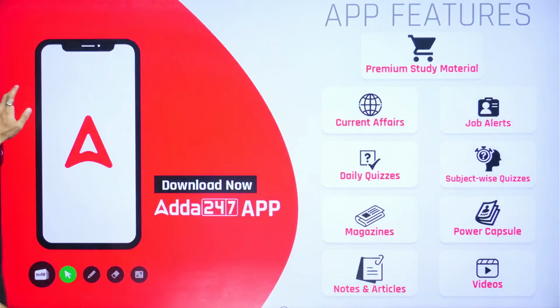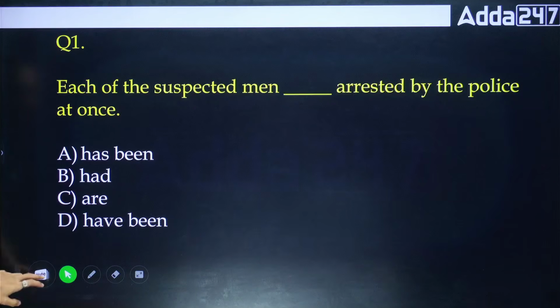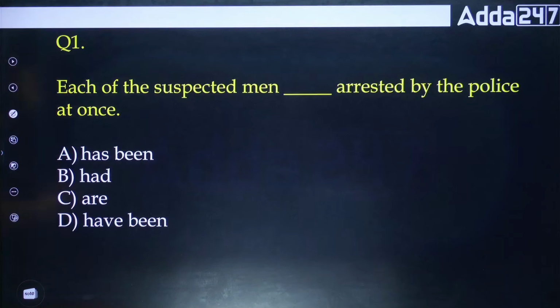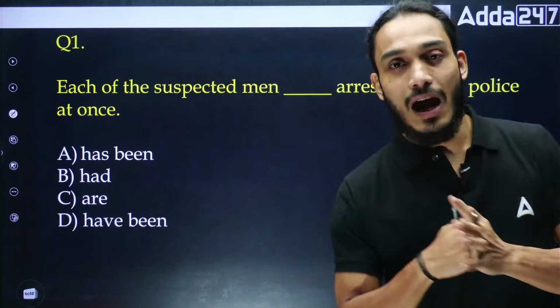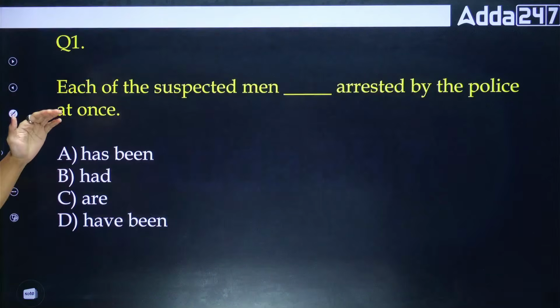So, coming to a few questions. Take a look at this question now. This is something that you will see in the exam. These are the kind of things that you will see in the exam. So, I'll give you a few tricks here. Now come the tricks. How to be able to solve these questions really quickly. So, the first question is asking you this. It's a fill in the blank question. Each of the suspected men dash arrested by the police at once.